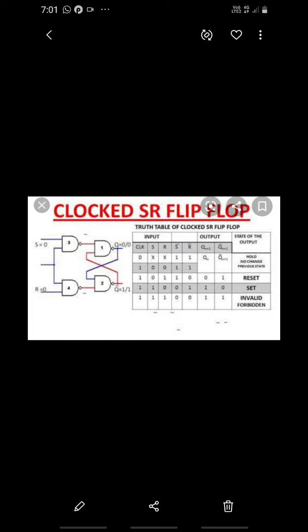So these are about the RS latches by using NAND and NOR gates and basics of the sequential logic circuits, the difference between latches and flip-flops, and different types of flip-flops. Among those 4 types, today we discussed the clocked SR flip-flop.